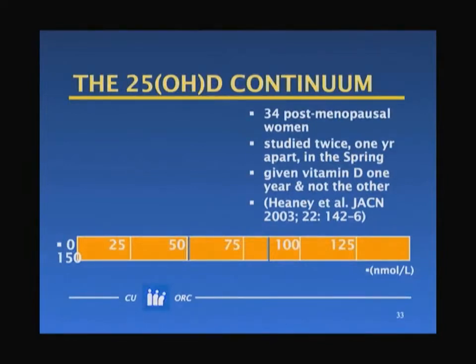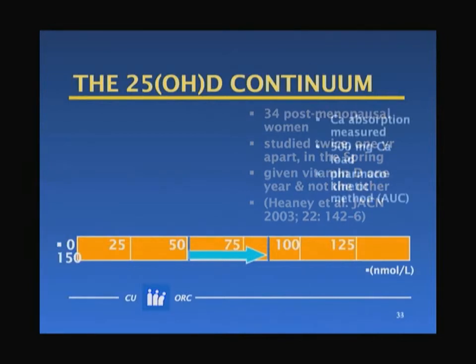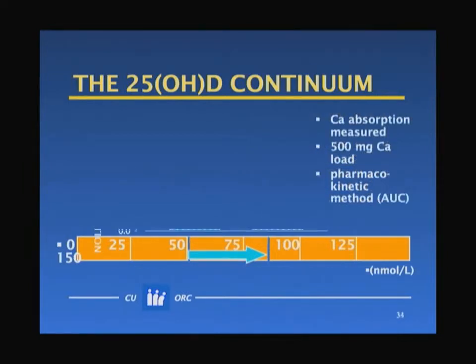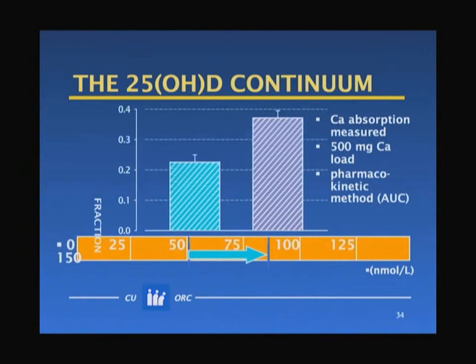For instance, in a study we published several years ago, we raised serum 25-hydroxy-D from 50 nanomoles to about 80 nanomoles per liter, and we measured calcium absorption under the circumstances, and this is what we found. That absorption fraction went from about 22% up to around 37%, simply by raising the vitamin D status from 50 to about 80 nanomoles per liter. That was a very substantial improvement in calcium absorption.